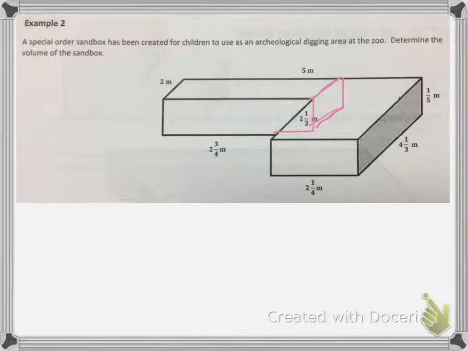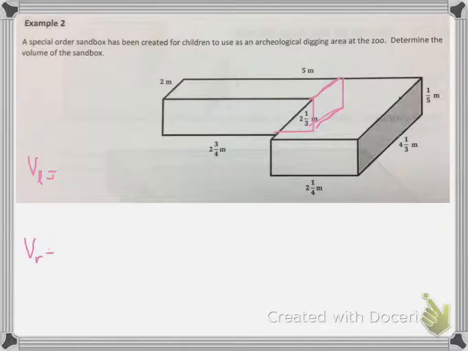So either way, you can do whatever you want there, but the fact is we have to find the volume of each prism. So I'm going to decompose here first, and I'm going to find the volume of the left side, and then I'm going to find the volume of the right side. So let's find the volume of the left side first. I need 3 dimensions. Let me find the 3 dimensions here.